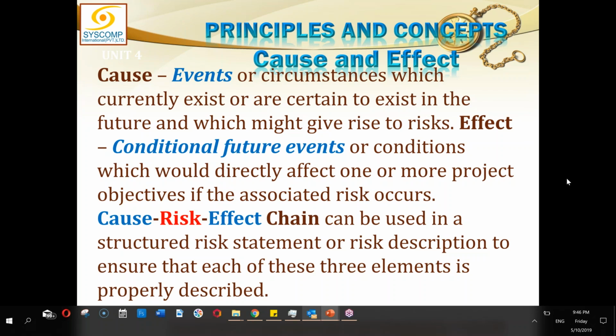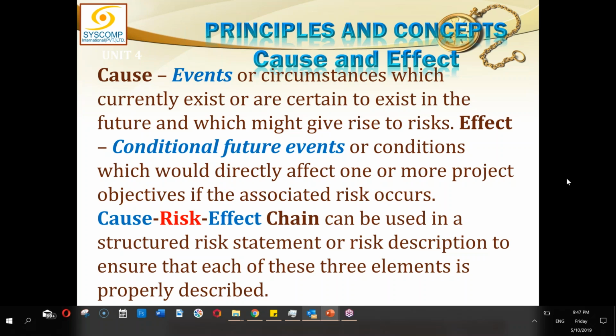You are telling me something which is a risk, but I am unable to relate it because you have not given me a cause for it and you have not given me any effect. How do I know it is going to affect me? If the contractor runs away and there is no problem with my scope or time or cost, then it is not my risk at all. So you have to deliberately and explicitly show the effect and the cause. Without the cause, risk, and effect chain, the statement cannot be complete. The complete structured risk statement should include a cause, a risk, and an effect.